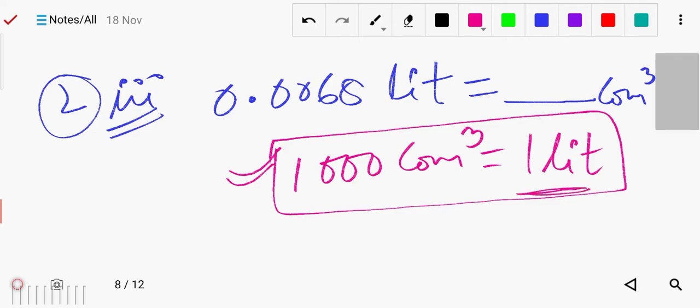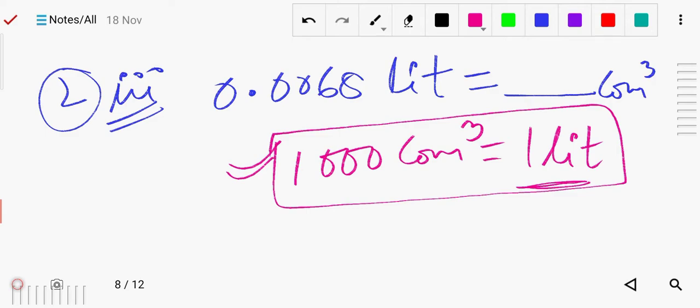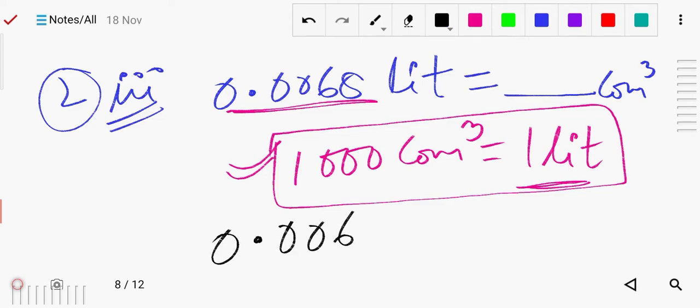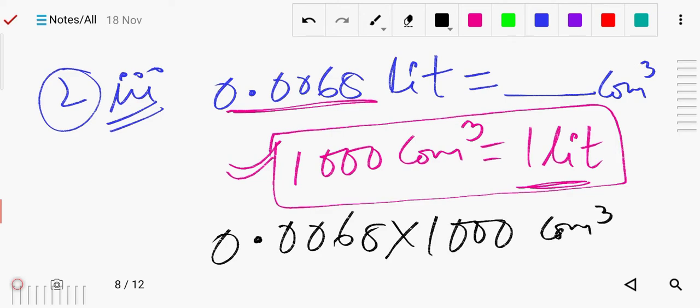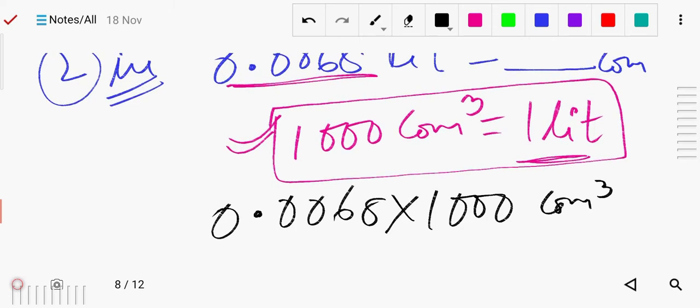So now, in 1 liter there are 1000 cubic centimeters. For this 0.0068 liter, how many cubic centimeters is that? Simply, we multiply 0.0068 by 1000. Now this became cubic centimeters, so we can solve this one.